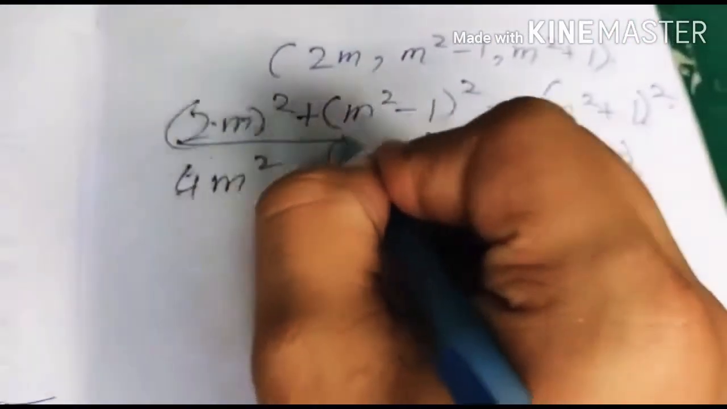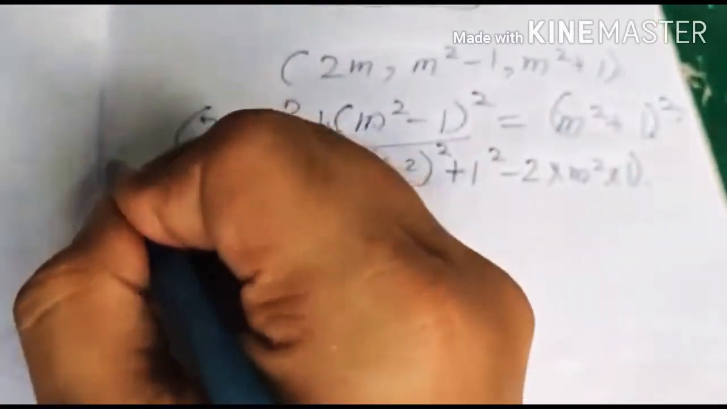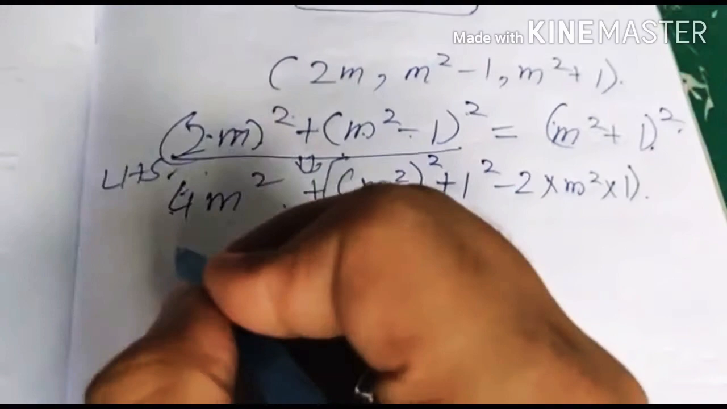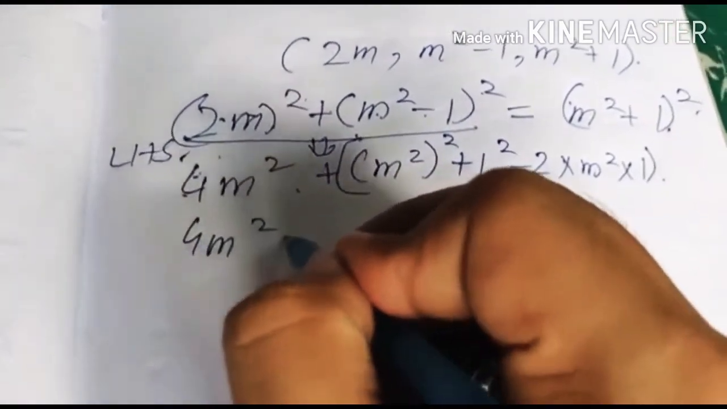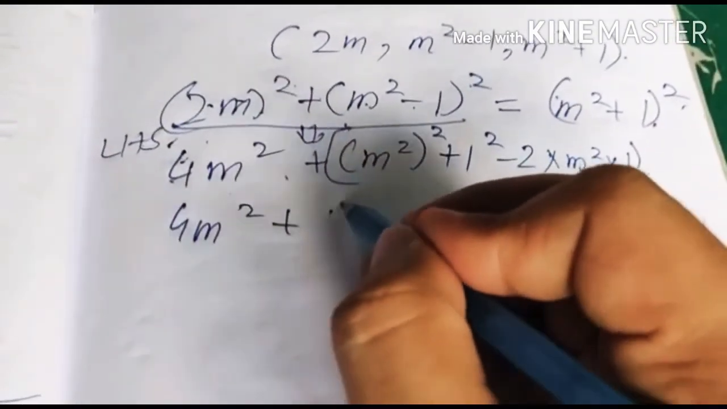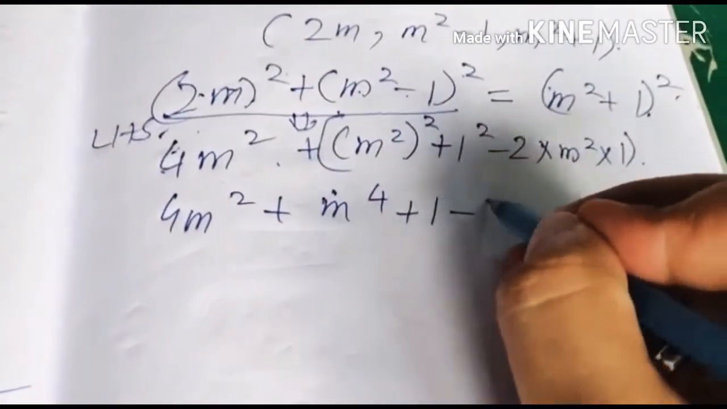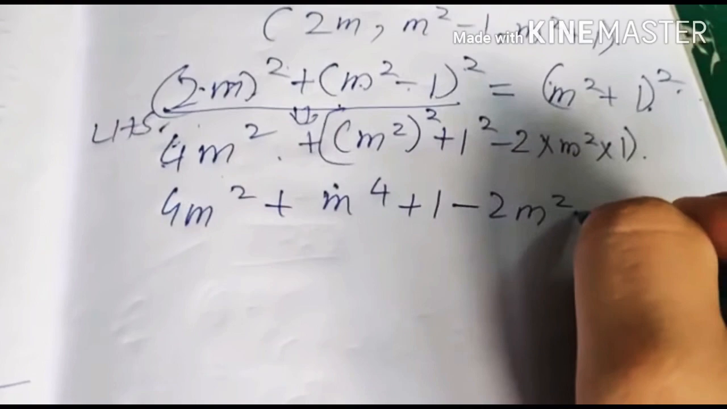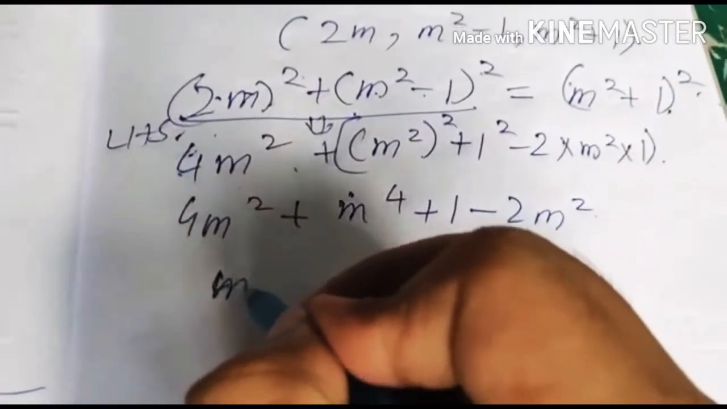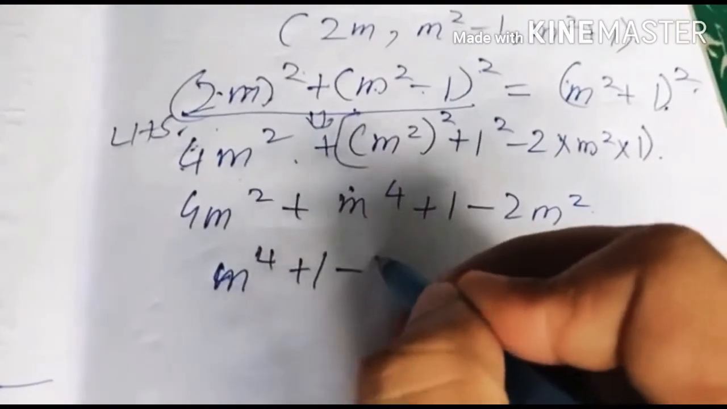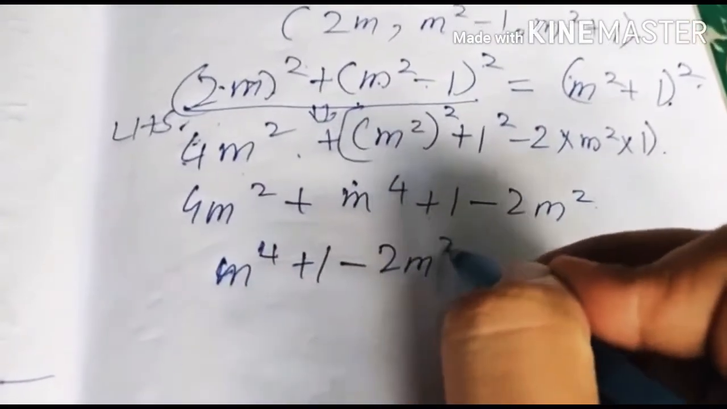This is our LHS. So 4m square plus m to the power 4 plus 1 minus 2m square, which is m to the power 4 plus 1 plus 2m square.